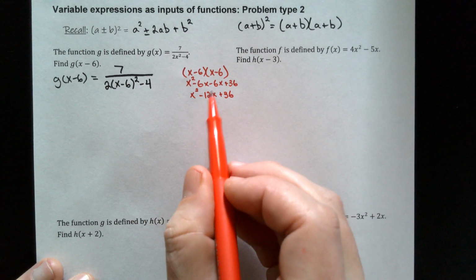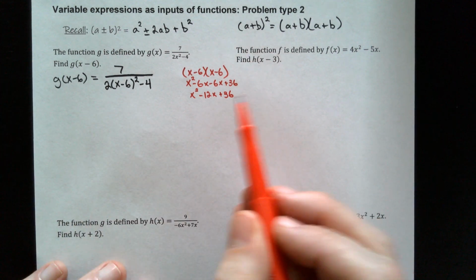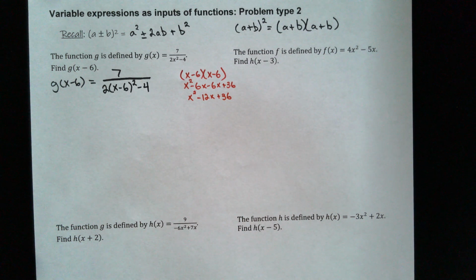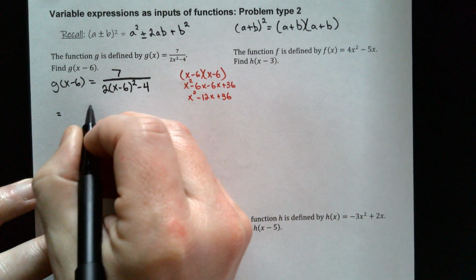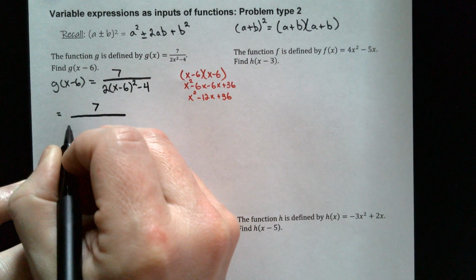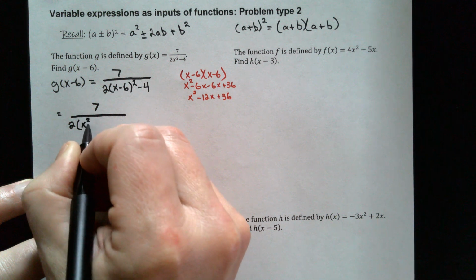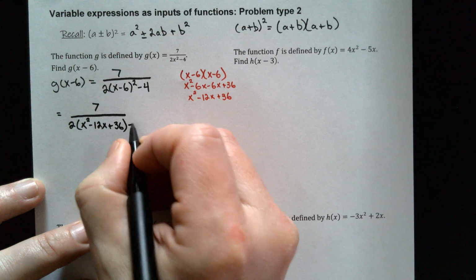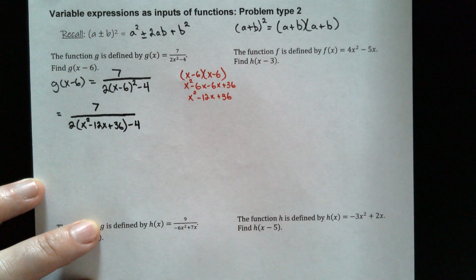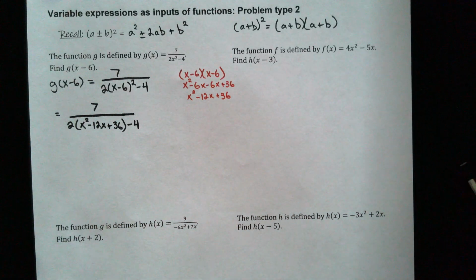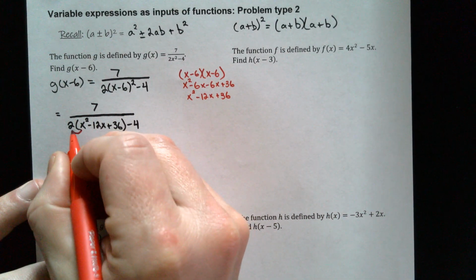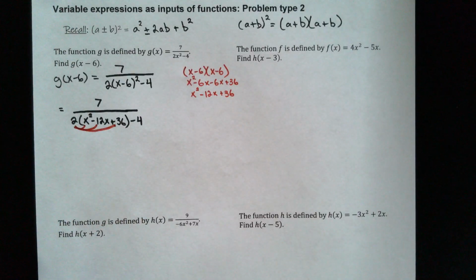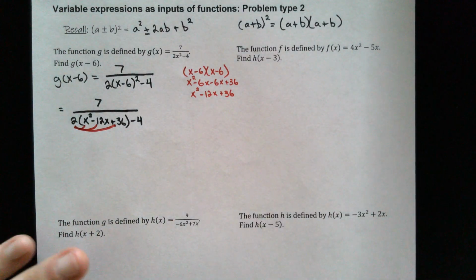Okay, so that's what I'm going to put right here in place of the x minus 6. I'm going to put this x squared minus 12x plus 36 right there. So this is equal to 7 over 2 times x squared minus 12x plus 36. And then, of course, I have that minus 4 that I haven't done anything with yet. Okay? So now I'm going to distribute this 2 here to all three of those terms, not to the negative 4 because it's not in the parentheses.